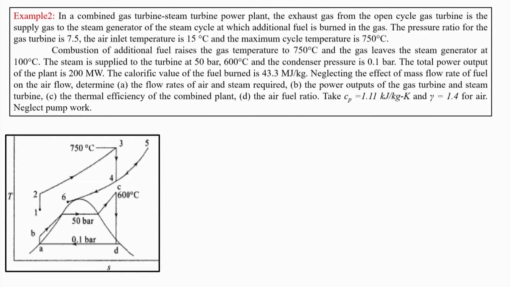The pressure ratio of the gas turbine is 7.5, and air at the inlet has a temperature of 15 degrees Celsius, and the maximum temperature of the gas turbine is 750 degrees Celsius.